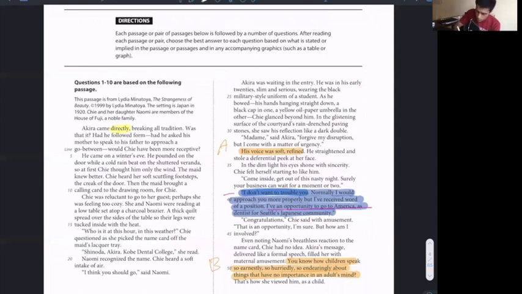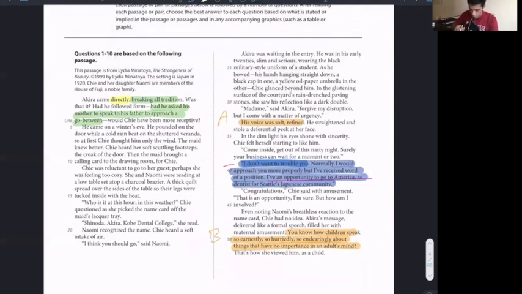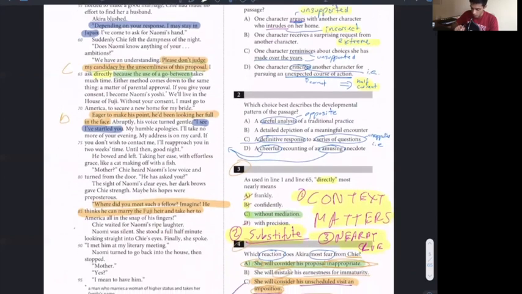But where's the clue here? Where's the nearby clue here? Well, breaking all tradition, and had he asked his mother to speak to his father to approach a go-between. The hint is again nearby. So it does not have to be in the same sentence, it can be in the same paragraph. So look for that hint and you will find the hint nearby. This is not always true. Just note it's not always true. It's mostly true.